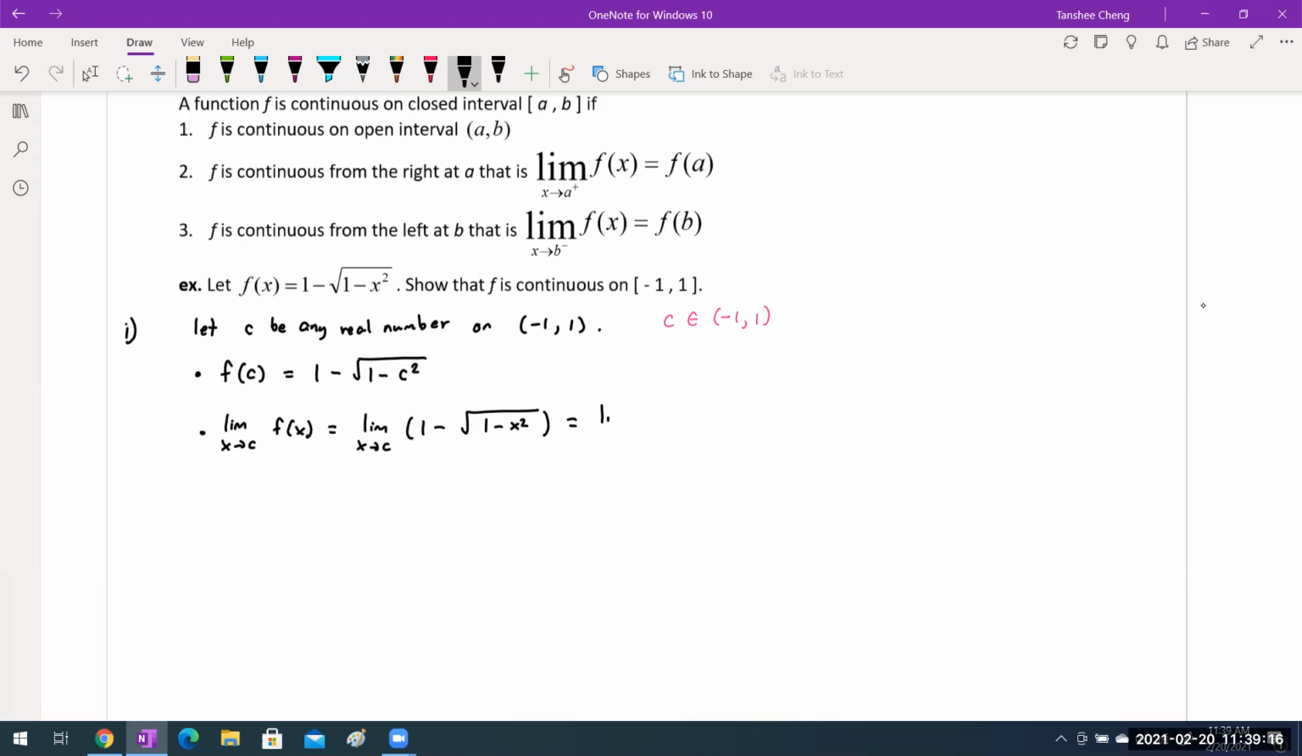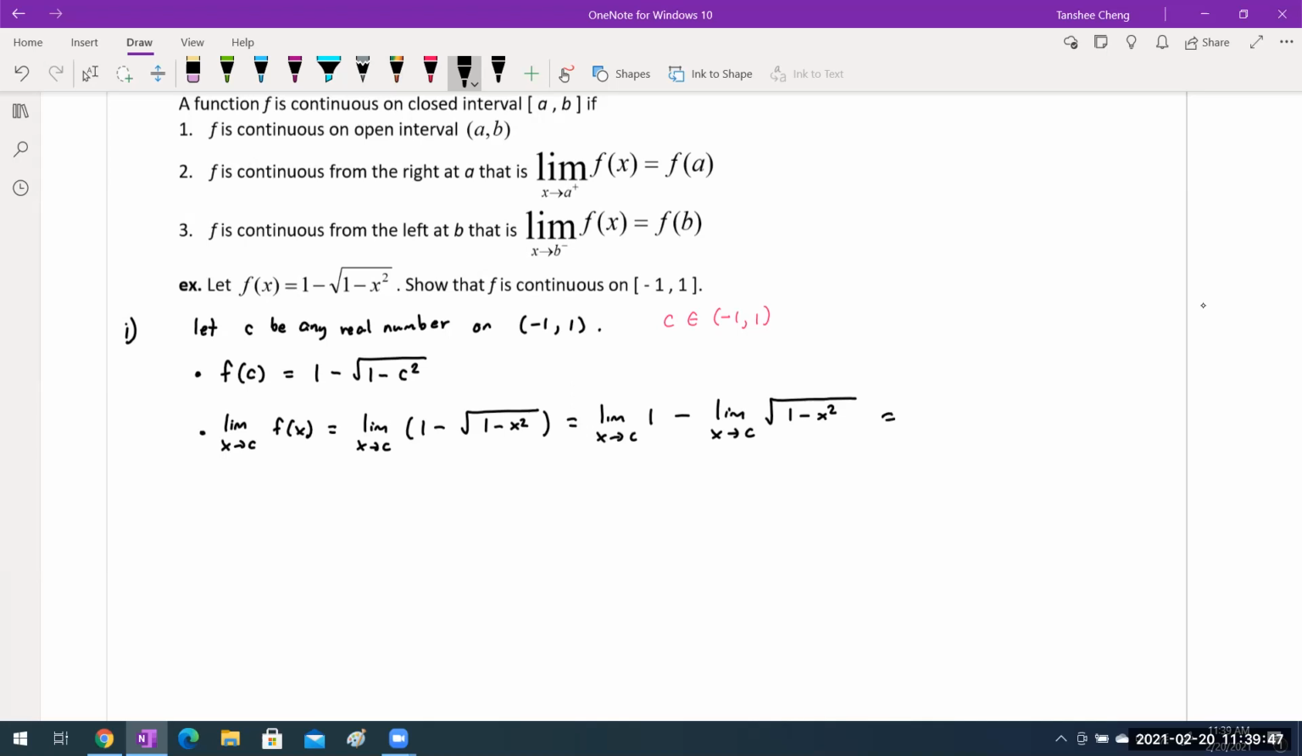Using the limit law, we can say that the limit as x approaches C of 1, the constant, minus the limit of the radical, the square root of 1 minus x squared. So using the limit law, we can say the limit of the radical is the square root of the limit of the radicand.